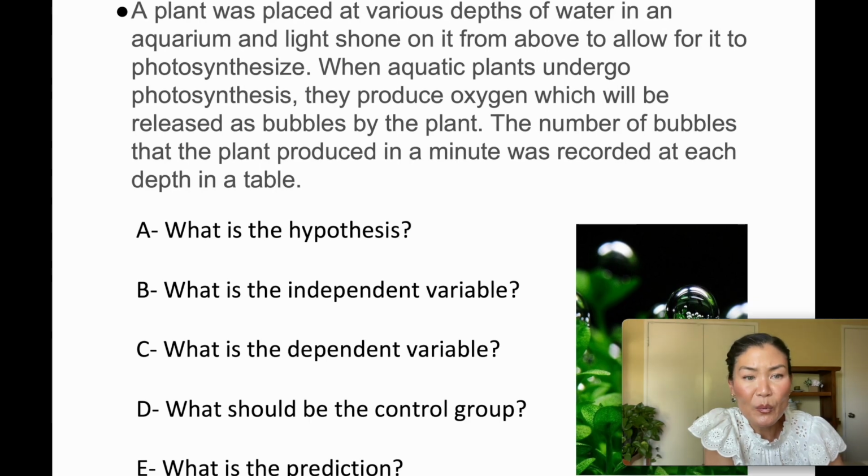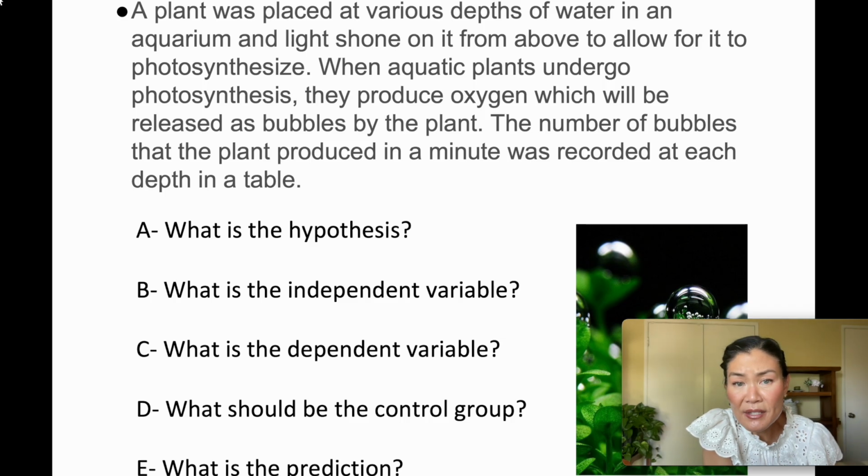In this example, what is the hypothesis? Remember, the hypothesis has to be specific, okay? And if we're putting a plant at various depths of water, the closer that it is to the light, photosynthesis is going to increase, which means that it's going to produce more oxygen bubbles, right? And so if the plant is placed further down in the water, then it's going to be away from the light, and it's going to decrease photosynthesis and produce fewer bubbles.